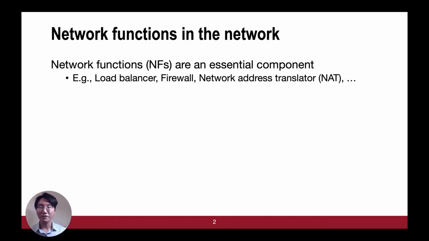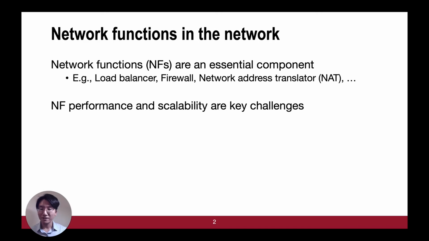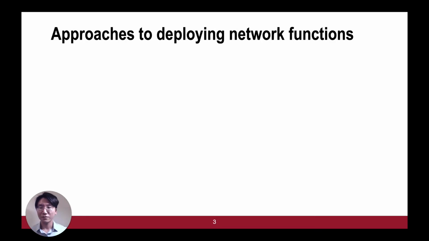To give you a context of this work, network functions are an essential component in data center and enterprise networks. Examples of network functions include load balancer, firewall, and network address translators. They are typically deployed on a critical path of the network, so their packet processing performance and scalability are critical for overall network operations. Today, there are three typical options to deploy network functions.